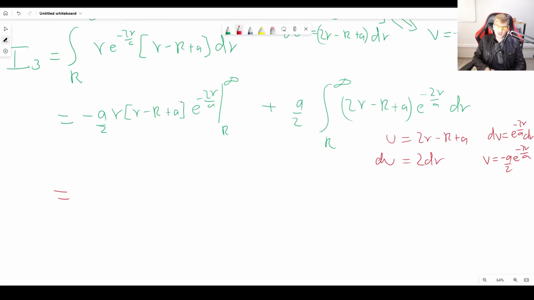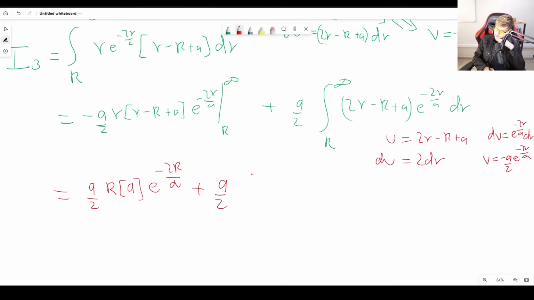So at infinity, this thing is 0 as before. So let's plug in at R. So we get minus, so plus a over 2 big R, and then r minus R, that cancels out. And then we have this a here, so we get a, and e to the minus 2 big R over a. Good, now the rest.